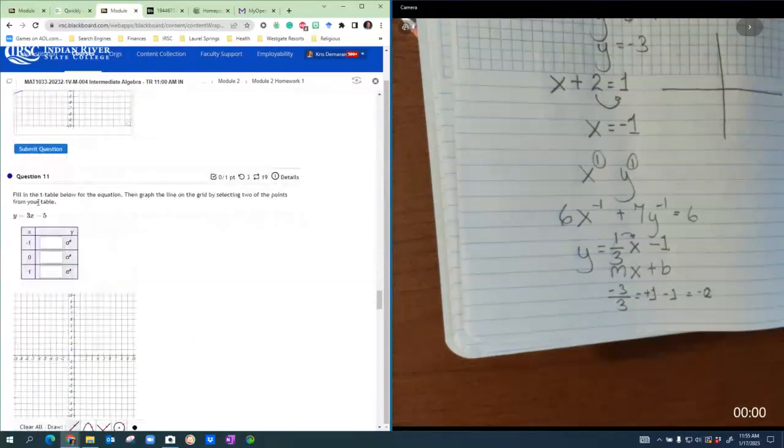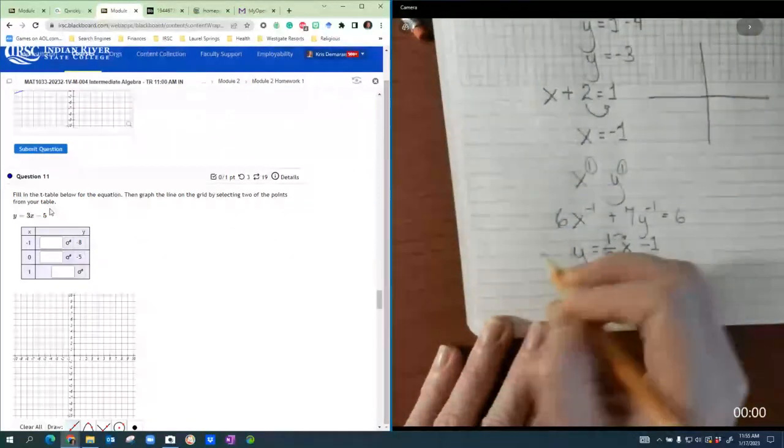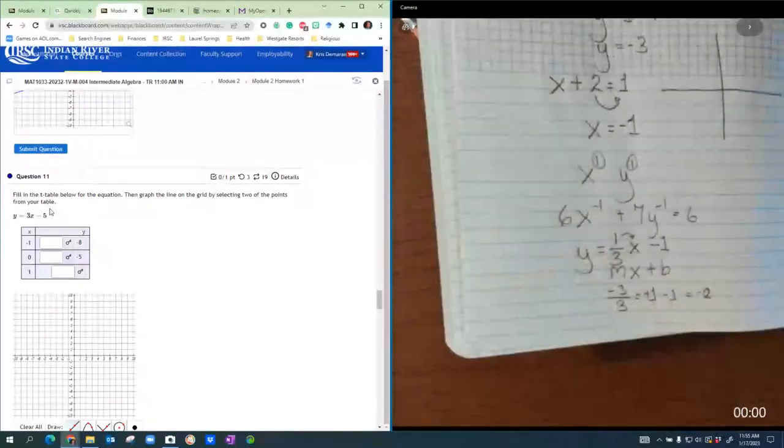So now for question number 11, it says fill in the table. We're doing the same idea, taking -1 times 3 is -3 plus 5 is -8. And then 0 times 3 is 0 plus -5 is -5. You notice how I said plus -5? Because I always think about it as the addition of integers. That's how I always think about it. So it's 1 times 3 is 3. 3 minus 5, if you wish, is -2.